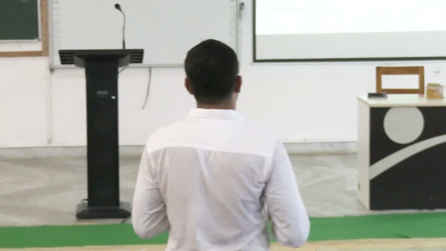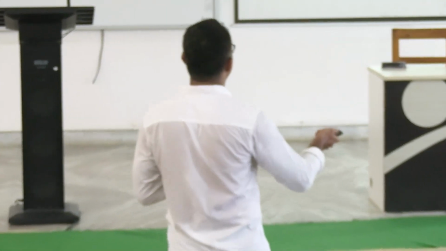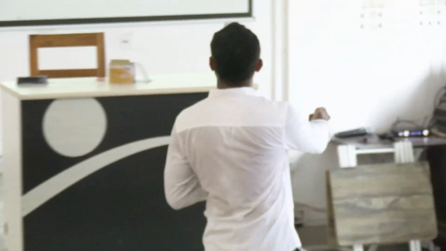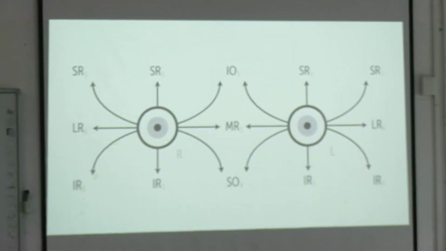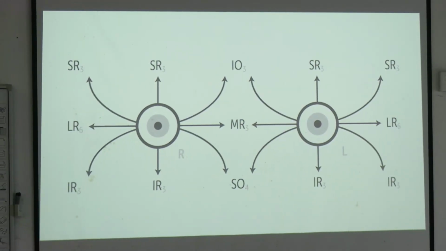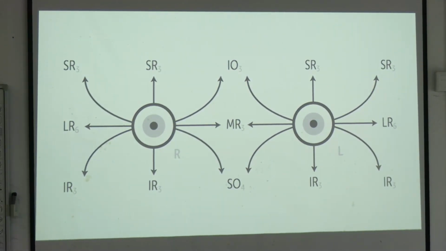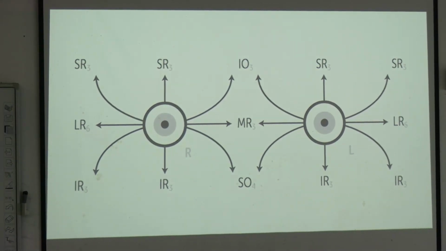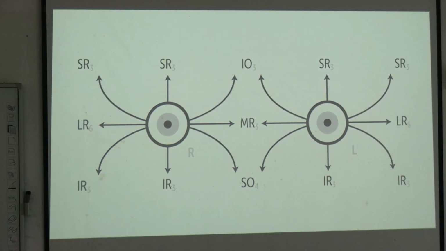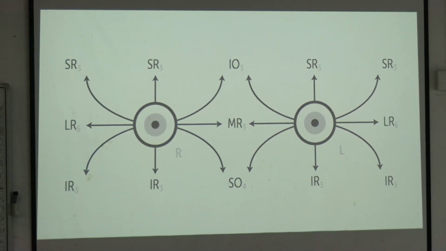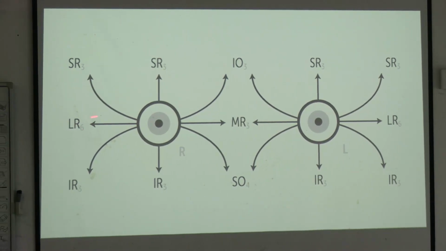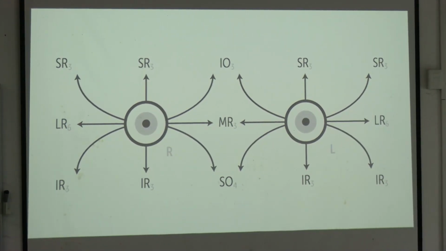Okay, let's discuss this. Here is the complete function of the extraocular muscles. If you remember this picture, you will be able to tell all the functions of extraocular muscles. So what is the function of lateral rectus? Abduction. The function of lateral rectus is abduction.